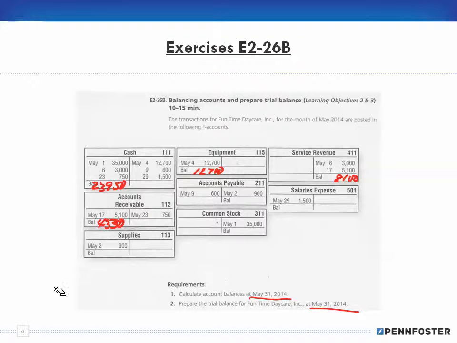For accounts payable, I have 600 for a debit and 900 for a credit. The difference between those two is 300, but the credit is greater, so it's a credit of 300. Salary expense, only one entry, so a debit of 1,500. Common stock is 35,000, and supplies is 900. Those are the balances in the accounts, and now I have to take those balances and create a trial balance at May 31st for Fun Time. So let me go down to the next slide.